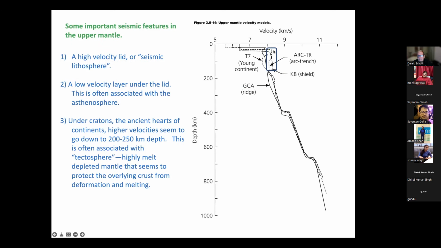Under cratons, we see these high velocities that go down to at least 150 kilometers here at the shields. They can go down as much as 200 to 300 kilometers in depth. And this is often associated with tectosphere, which is highly melt depleted mantle that seems to protect the overlying crust from deformation and melting, which is why we have 4 billion year old hearts of continents. For instance, the Kaapvaal Craton in South Africa.